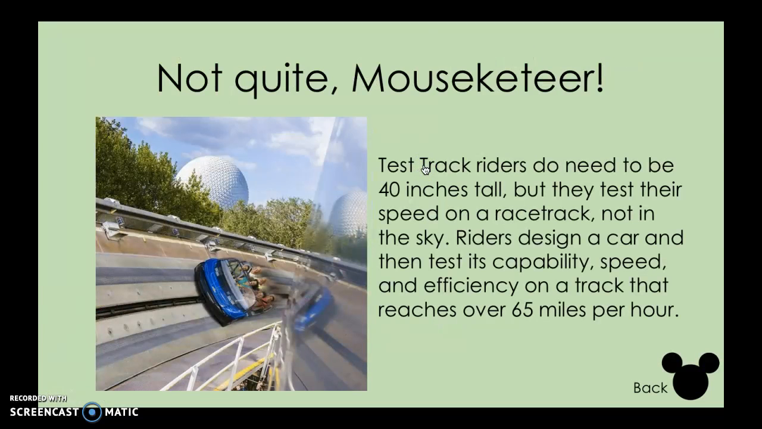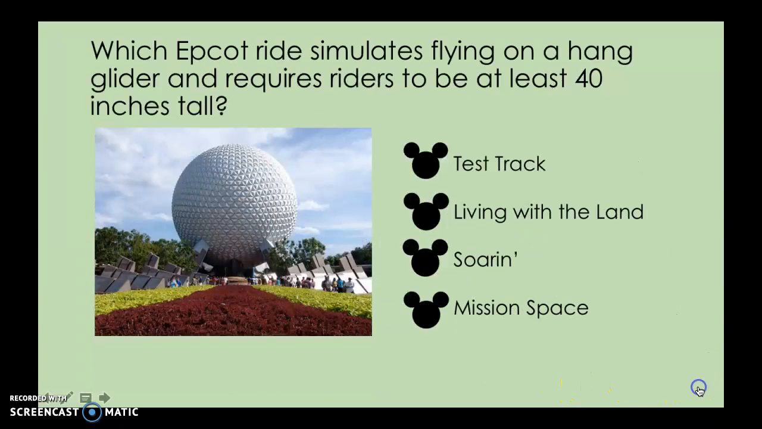If Test Track is selected, users will be taken to this screen that says Not Quite Mouseketeer, which features a picture of the ride and an explanation as to why they got the answer wrong. For example, Test Track is not a hang glider ride, it is a car ride. By clicking that Mickey in the lower right corner, we are taken back to the question again.